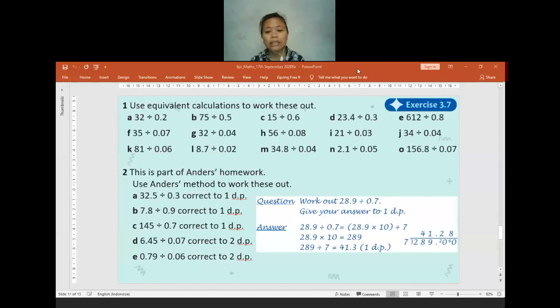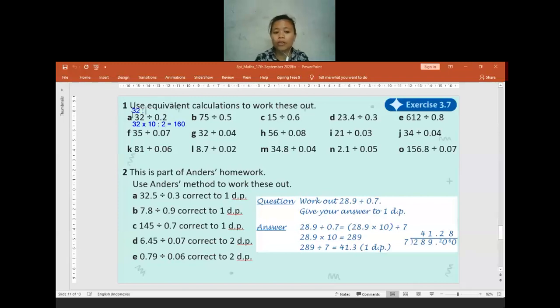Okay. Now for question 1A, some of you answered it, but it is still wrong, so I will re-explain it again to you. I told you when we divide the number by 0.2, it is the same thing as we multiply by 10. The result we divide by 2. Not we multiply by 2. The result we divide by 2. So the final answer will be equal to 160.